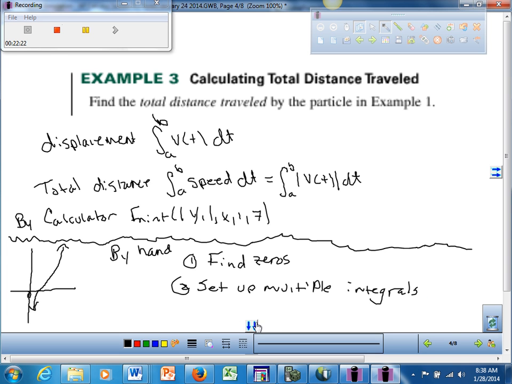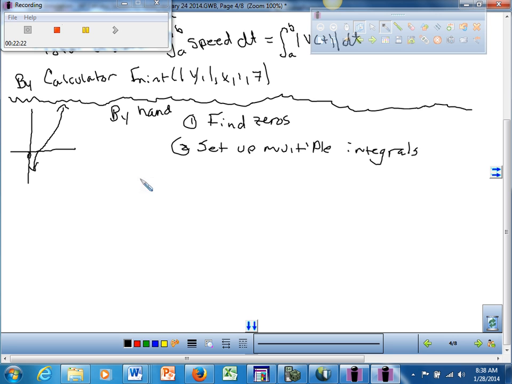Set up multiple integrals. So in this case, we would set up an integral from 0 to 1.25 of the negative integral of v of t dt. Essentially what I'm doing is reflecting what I have below to be above, kind of like that, and calculating that area as a positive.